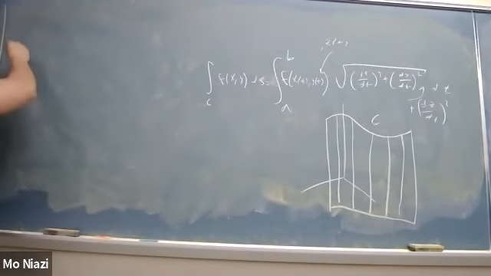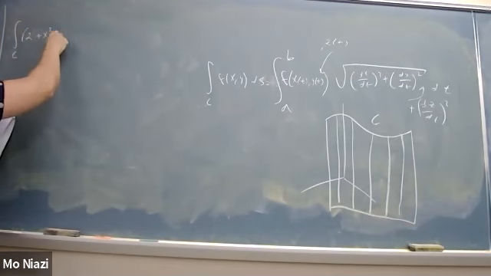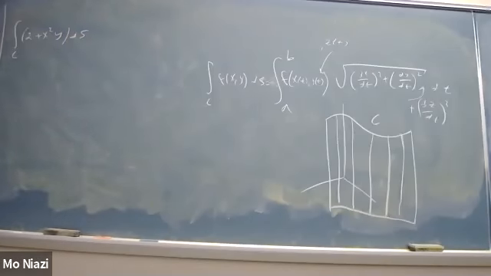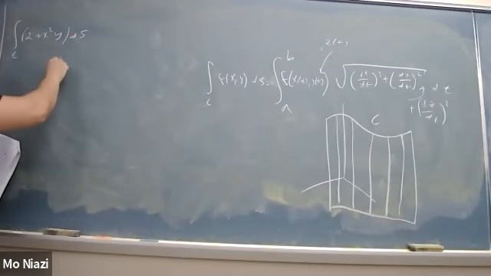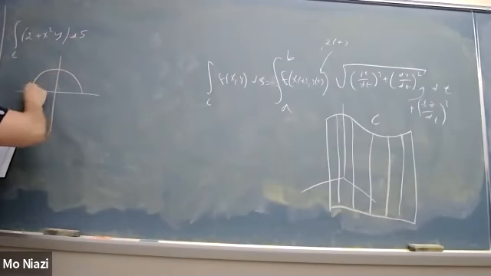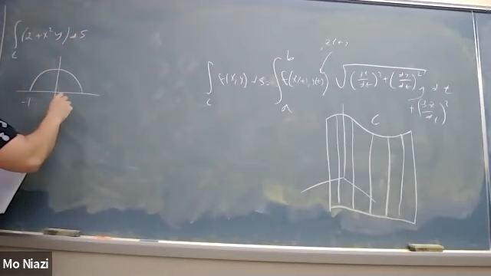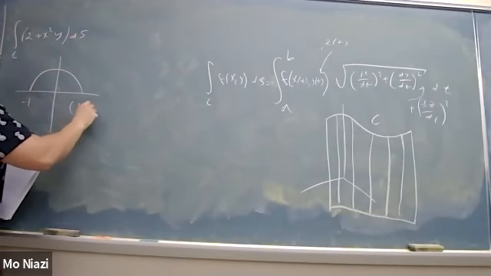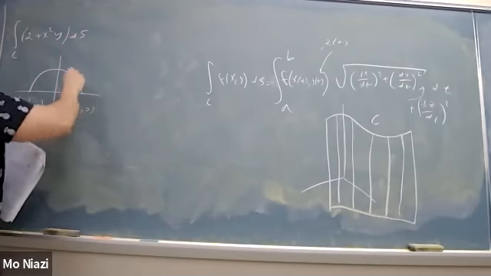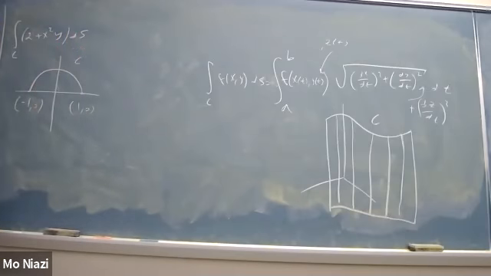All right, here's an example. Let's calculate this line integral, where C is the upper half of the unit circle. Here's -1, 0 and here's 1, 0. And this is our curve C. Our curve C is parametric.